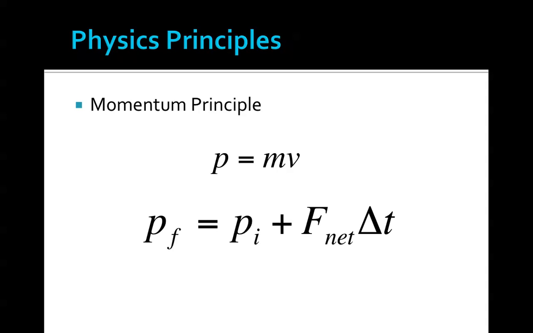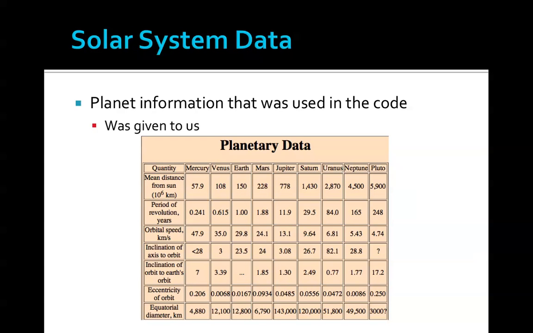I also use the momentum principle in the lab. I use the first equation to find the initial momentum of each planet. Then later, once I was able to find the F-net, I used the second equation to find the final momentum, which then helped to find the updated position. Here is the planet information that was given to me that I could use. It was here where I found a lot of the information that I would use in my code.